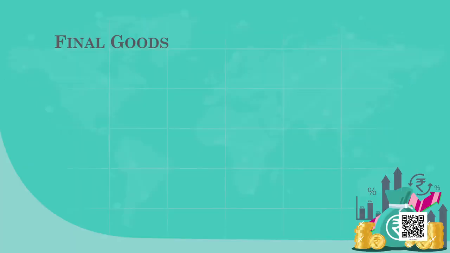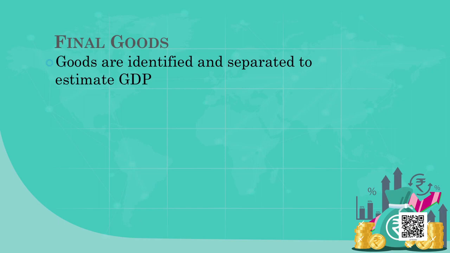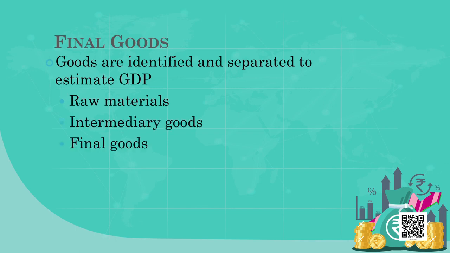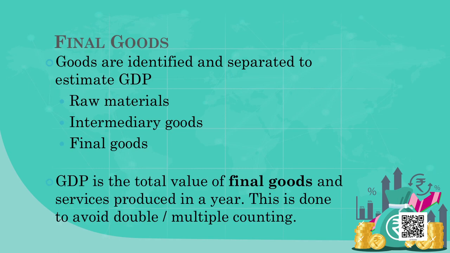Let me give you the definition again, because it is important that goods are identified and separated to estimate GDP. Generally, when you are estimating GDP, you have to estimate whether value addition takes place, whether it is a raw material, an intermediate good or a final good. And then GDP is the total value of final goods and services produced in a year.